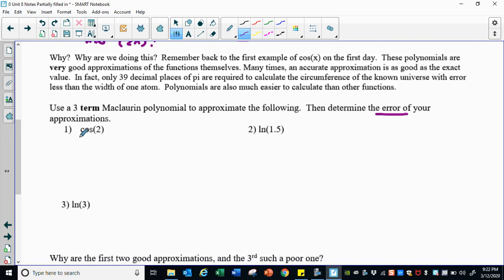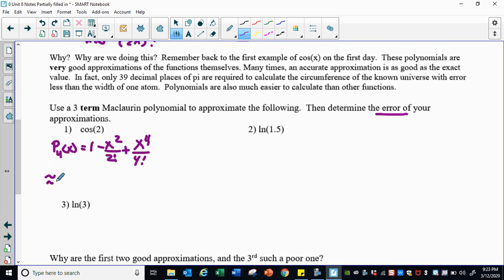Okay, so I know cosine's polynomial, so it says three-term. Well, I know you probably don't have this memorized yet, but the third term in cosine is degree 4. So I'm going to call this p sub 4 of x. That's 1 minus x squared over 2 factorial, plus x to the 4th over 4 factorial. Okay? So I want to find cosine of 2.